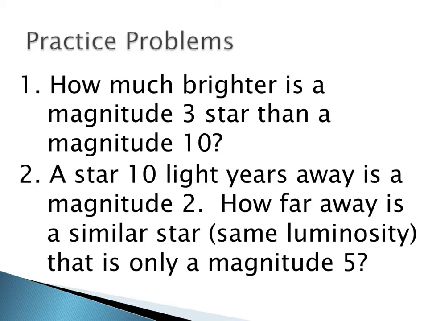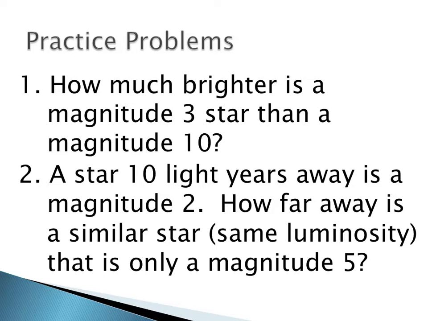This last problem is a little trickier. If you compare two stars that are the same luminosity, they're supposed to be the same brightness, in other words, side by side they'd be the same, but instead one of them is showing up as a magnitude 2 and the other is only showing up as a magnitude 5. The question is, if the first star, the brighter one, is 10 light years away, how far away is the second star, the magnitude 5? Remember, they're supposed to be the same, but it's only a magnitude 5, so you know it must be much farther away than just 10 light years.